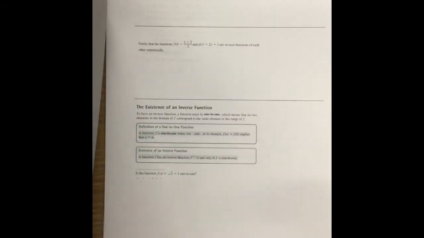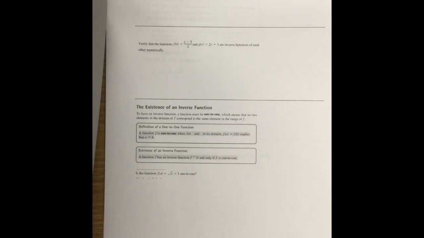It says to have an inverse function, the function must be 1 to 1. Remember, a function means that we don't share x's, but 1 to 1 means there's no two elements that correspond to the same element in the range of f. For a function, you can't have multiple y's going to the same x, but you could have some shared values. But for a 1 to 1, every x has its own y. There's no more repeats there. And so a function can only have an inverse if it's 1 to 1.